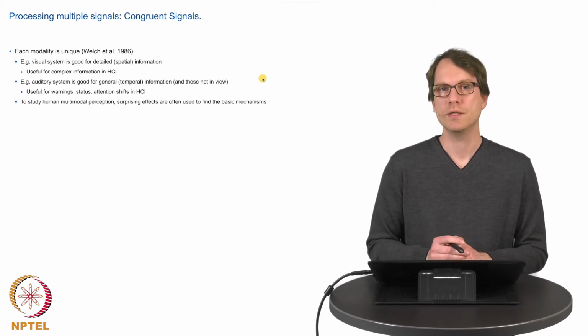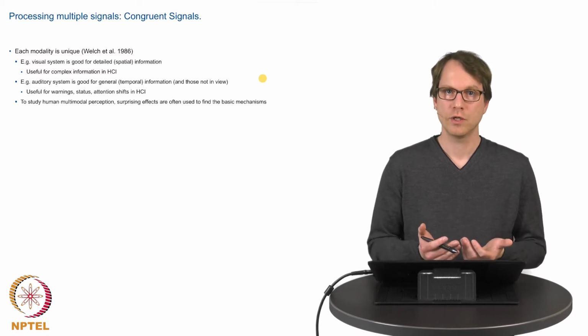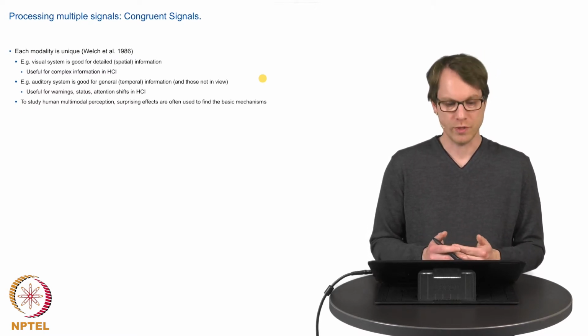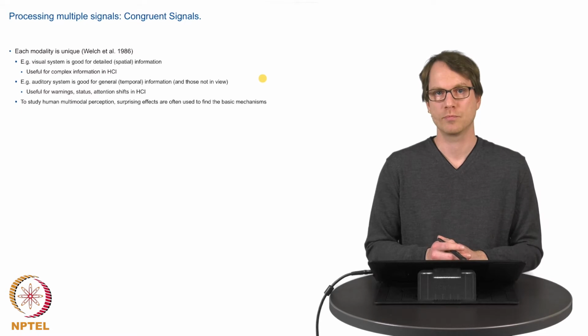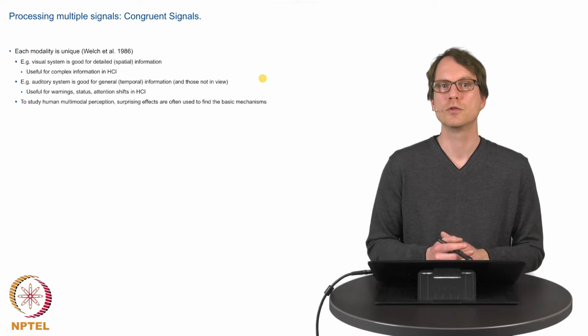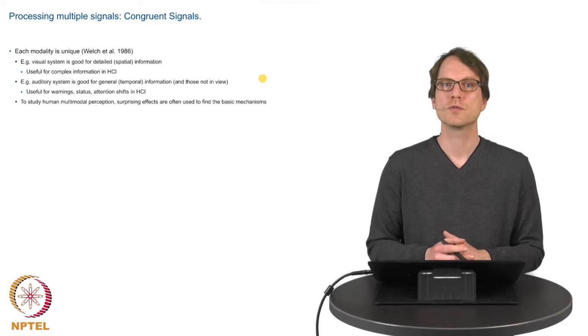Each modality is special, at least to us humans. The visual information is especially good for spatial information and also for details, so we want to use it for complex information and spatial information. The auditory system in us humans is especially detailed and good for temporal information. And of course, we can hear from everywhere, at least if the sound source reaches our ears. So this is especially good for warnings, grabbing attention, and so on.